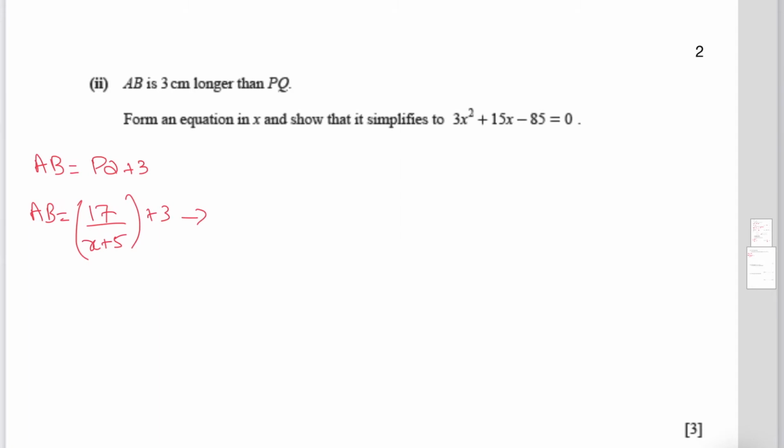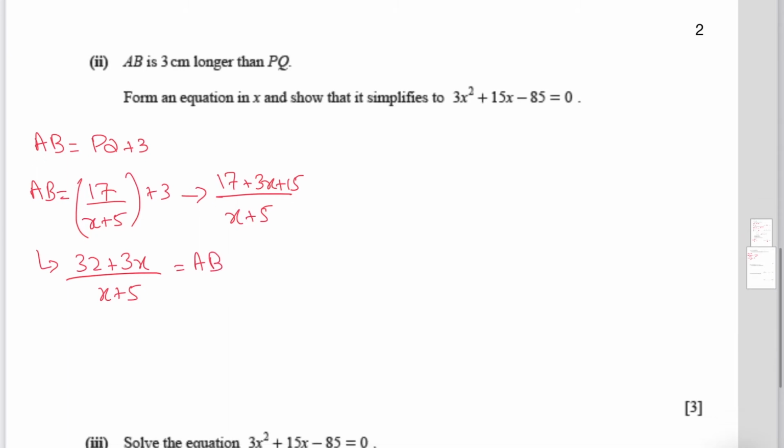When you do that, let's make it simpler. You make x plus 5 the common denominator and the equation becomes 17 plus 3x plus 15. If you simplify this, this becomes 17 plus 15 gives you 32 plus 3x over x plus 5. This is the length of AB.